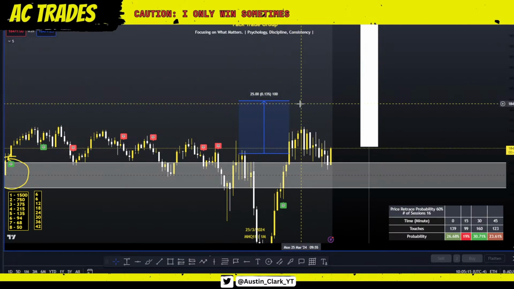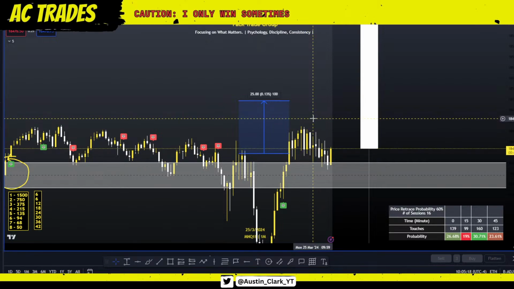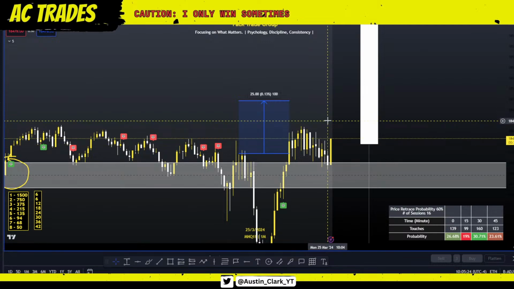$490. Where's 490 at? So pretty much right here, about a little over halfway to my TP. Let's cheer on Dark Helmet, guys. Let's see Dark Helmet's TP just get smashed. Let's go.